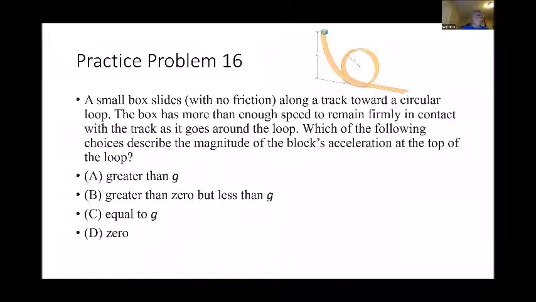All right, it's number 16. A small box with no friction slides across a track toward a circular loop. The block has more than enough speed to remain firmly in contact with the track as it goes around the loop. Which of the following choices describe the magnitude of the block's acceleration at the top of the loop? So think about this dot as the block.